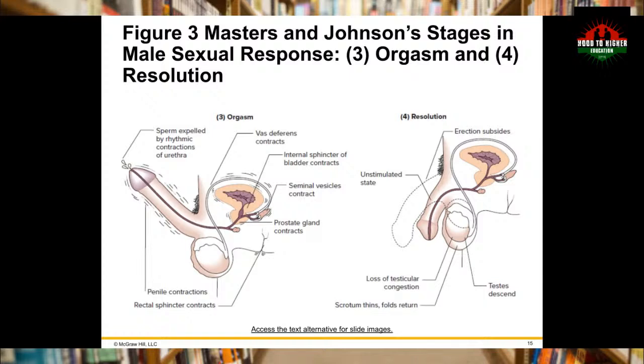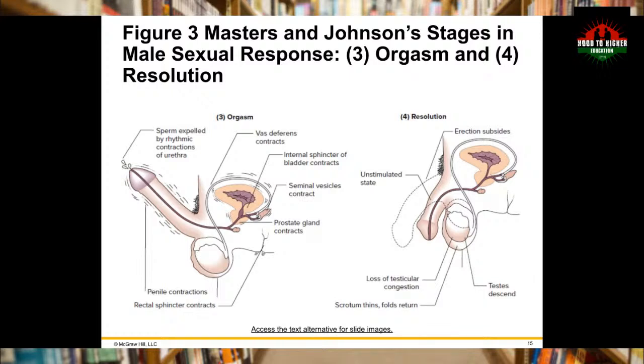So this is the Masters and Johnson stages in the male sexual response. Number 3 is the orgasm, and number 4 is the resolution. You can tell from the graphic that during the orgasm, sperm expels by rhythmic contractions of the urethra, the vas deferens contract, the internal sphincter and bladder contract, the seminal vesicles contract, and the prostate gland contracts. They are all working simultaneously as a team, contracting as the sperm is expelled.